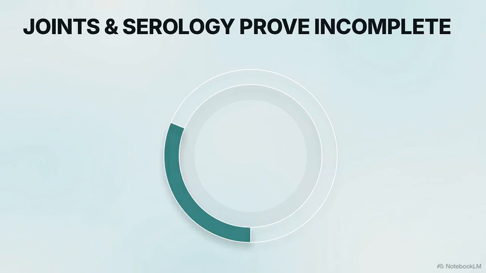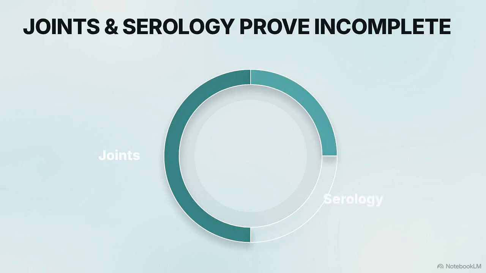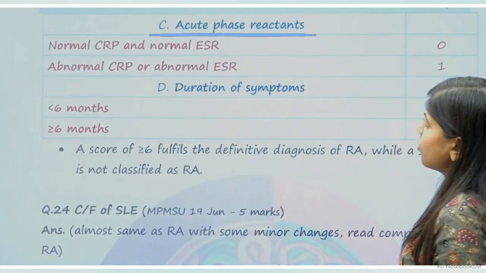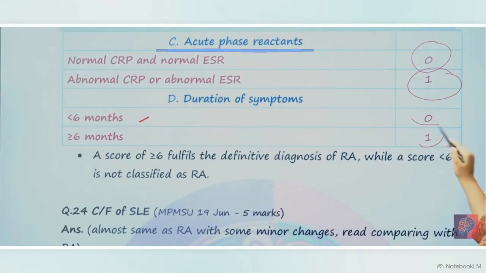Joints and serology provide the majority of the data points for an RA diagnosis, but the picture is incomplete without measuring systemic inflammation and duration. This chart introduces the final two categories, Category C for acute phase reactants and Category D for duration of symptoms. This row displays the scoring for C-reactive protein and erythrocyte sedimentation rate. If either the CRP or ESR levels are abnormal, it indicates systemic inflammation and adds 1 point to the total.